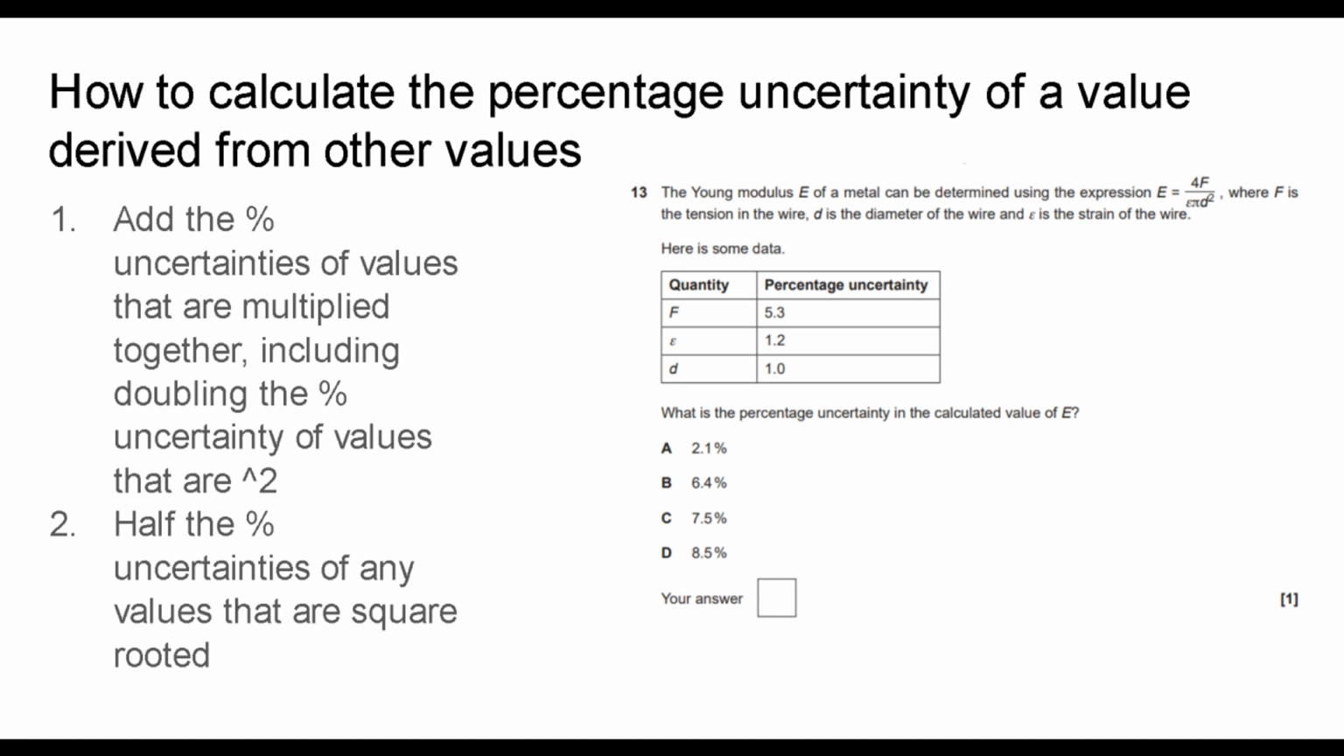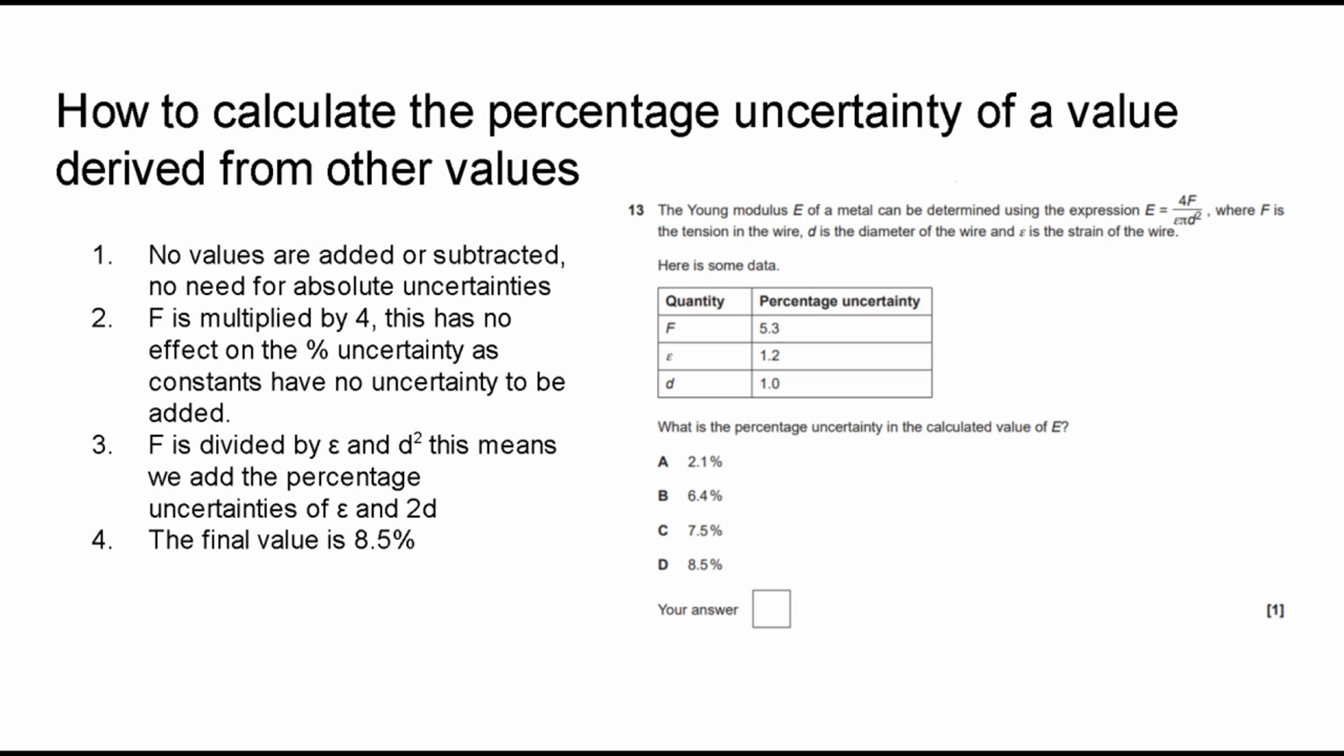No values are added or subtracted, so there's no need for absolute uncertainties. Now we're going to look at adding the values of percentage uncertainties together. Though first, we are of course going to double the percentage uncertainty of D and make that 2, as D was squared. Firstly, f is multiplied by 4. It might be tempting to multiply f's percentage uncertainty by 4 as well, but we don't do that. We just add the percentage uncertainty of f and 4 together, and as 4 is a constant, constants have no uncertainty, and therefore we just stick with the percentage uncertainty of f.